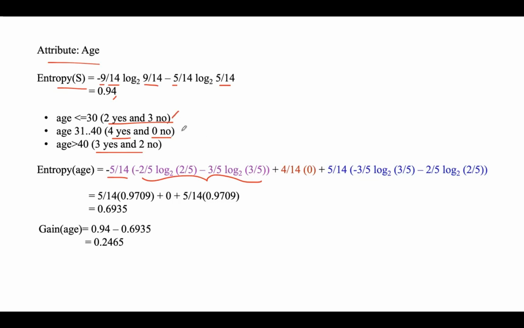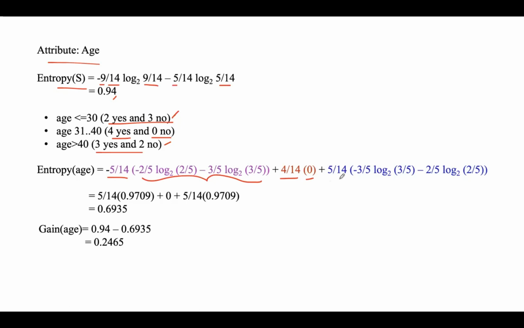So move to the second category. For the second category, you can see we have a total of 4 examples, so 4 by 14. As we have only one category here, you can directly write the entropy value as 0. We have only yes samples and there are no no's, so you can write it as 0. Then move to the third category, that is age greater than 40. The number of examples is 3 plus 2, that is 5 by 14.